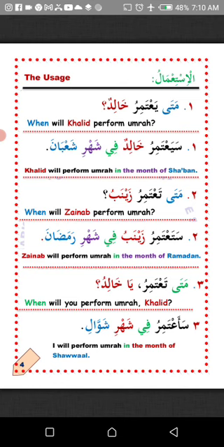Thalatha, number three. Mata ta'tamir ya Khalid? When will you perform Umrah, Khalid? Now the answer. Sa'atamiru fi shahr Shawwal. I will perform Umrah fi shahr Shawwal, in the month of Shawwal. La'alaka fahimt? I hope you understand.